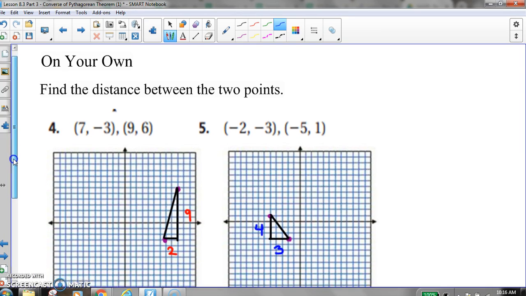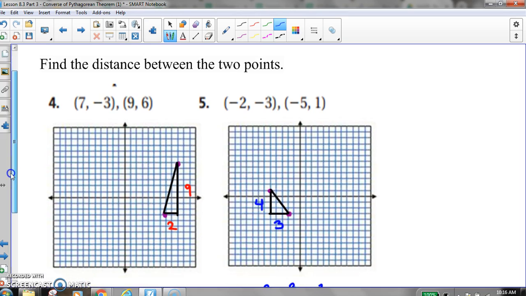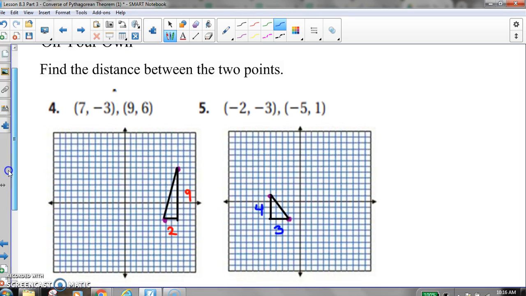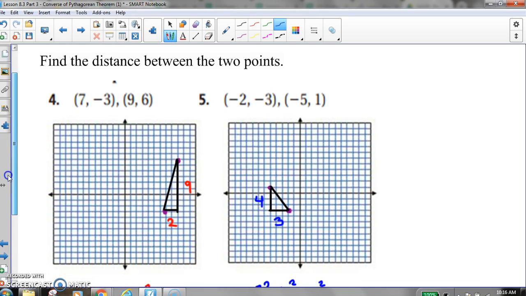All right, guys, the last part of the lesson answers are up on the board. If you take a look, I plotted both of those for you and actually drew the right triangles so that you could see the missing legs. So if you look at number 4, if you look at how I plotted those and connected with the right triangle, this length is 2 blocks, this one is 9, so the legs would be 2 and 9. This one is 3, and this one is 4.